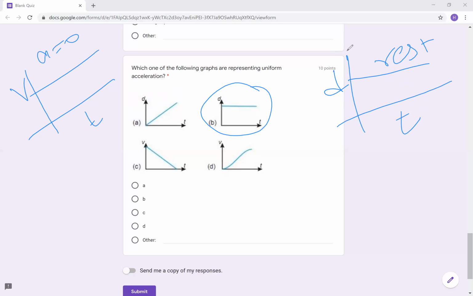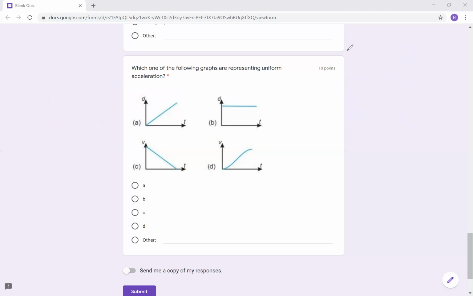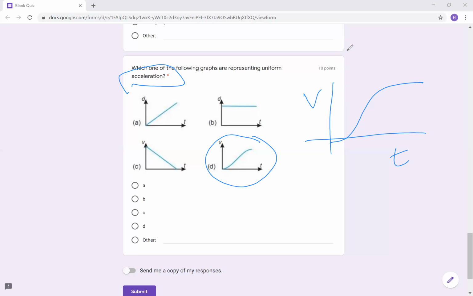Now, moving on towards part C or part D. First we'll do part D and then we'll move on to part C. As you can see in part D, the line is curved like this. If the line is curved, then it is a velocity time graph as well. We basically want acceleration, and the acceleration can also be found in a velocity time graph. But over here, the velocity is not constant. The velocity is changing, and it is not changing uniformly.